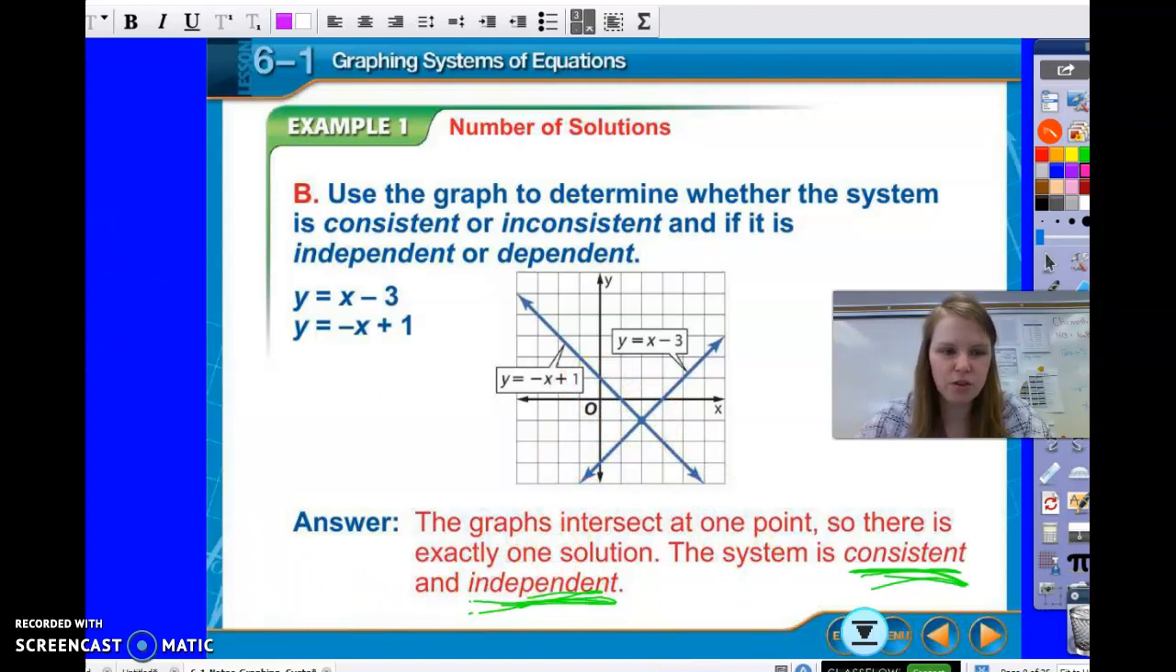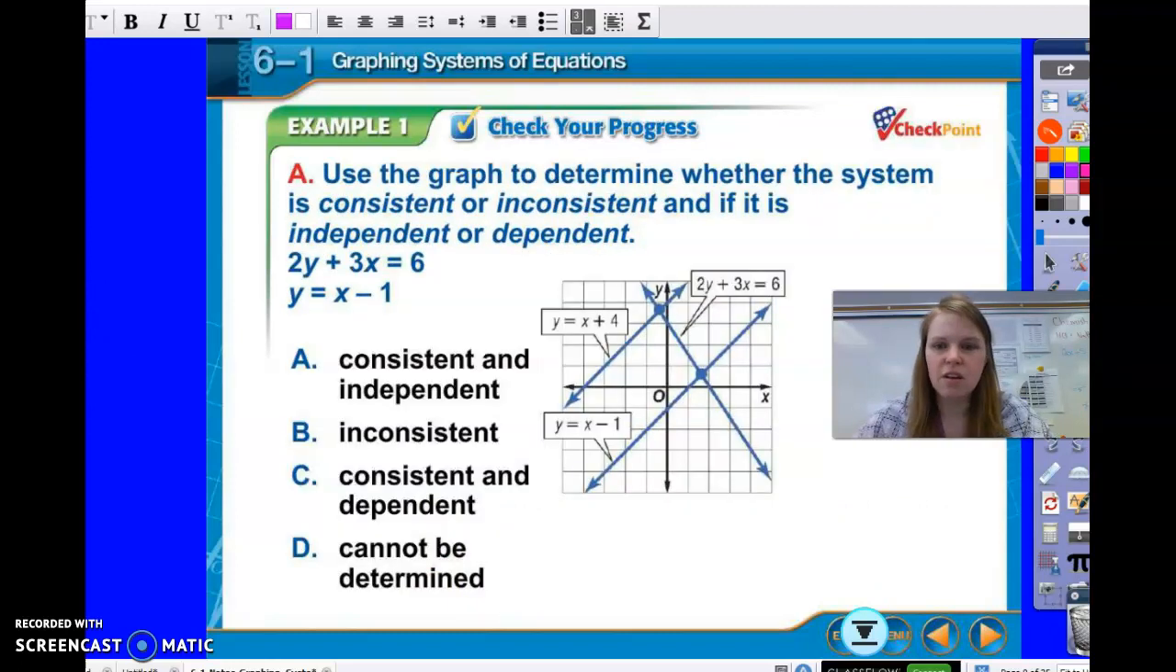Let's do one for you. Let's do an example here. Try this. Read this question, pause right here, and see what you can do. I'm going to work through this now. So it says use the graph to determine whether the system is consistent or inconsistent, and if it's independent or dependent. Okay.